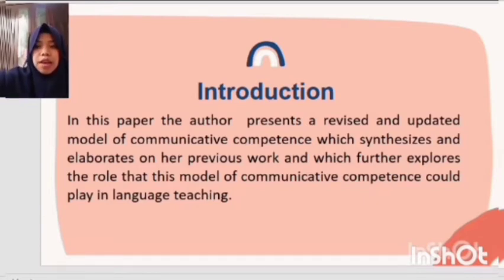So, in the middle 1990s, Professor Murcia had many discussions with her colleagues concerning the role of communicative competence in language teaching and applied linguistics, and it resulted in a publication in 1995. But in the late 1990s, Professor Murcia revised her previous work. So actually, this article is about her revision of her previous work.